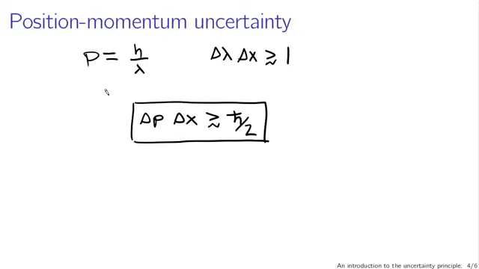To check your understanding, here are 4 possible wave packets, and I would like you to rank them in 2 different ways. 1, according to the uncertainties in their positions, and 2, according to the uncertainties in their momenta.